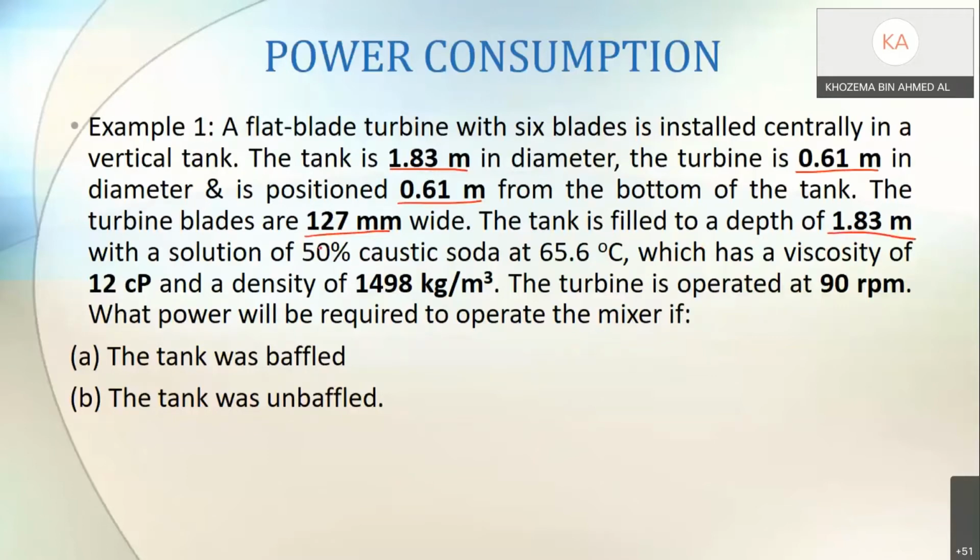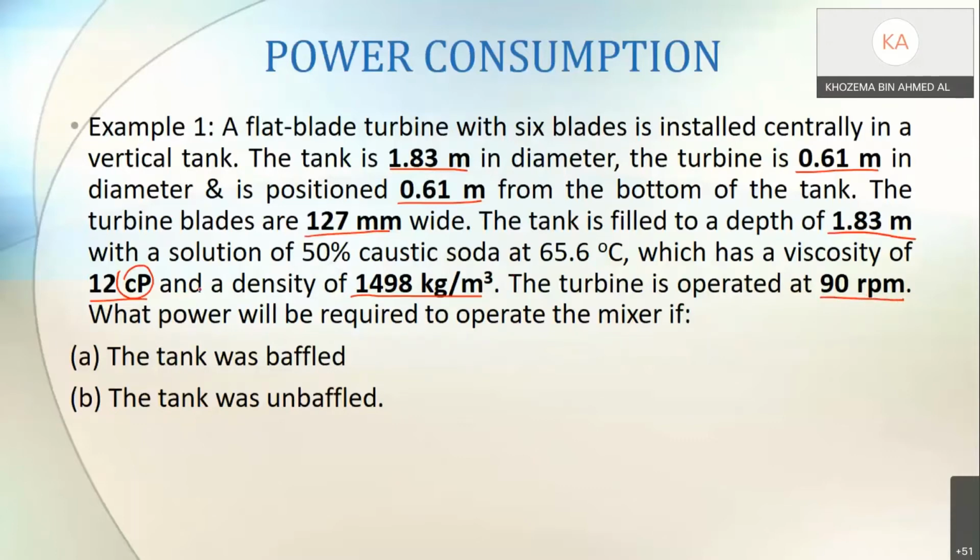With a solution of 50% caustic soda at 65.6 degrees Celsius, which has a viscosity of 12 cp, right? Make sure that you know cp is centipoise, so this is the value of your mu, and a density of 1498 kg per meter cube. This is the value of rho. The turbine is operated at 90 rpm. This is the value of N.